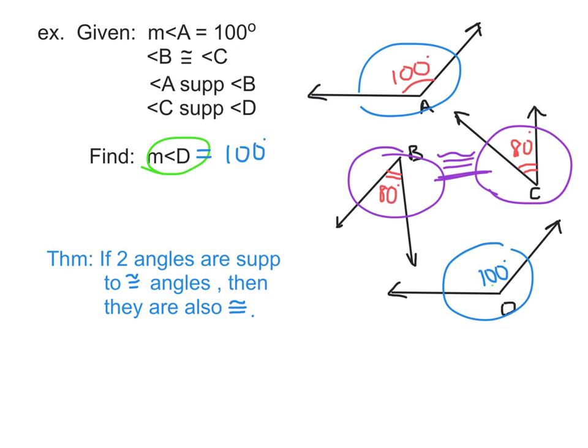Okay, last thing, I just want to note that the last two theorems we discovered also hold for complementary. So maybe you want to make yourself an example and check and see that it also holds for complementary. Okay, it could be if two angles are complementary to congruent angles, then they're also congruent. If two angles are complementary to the same angle, then they're also congruent.